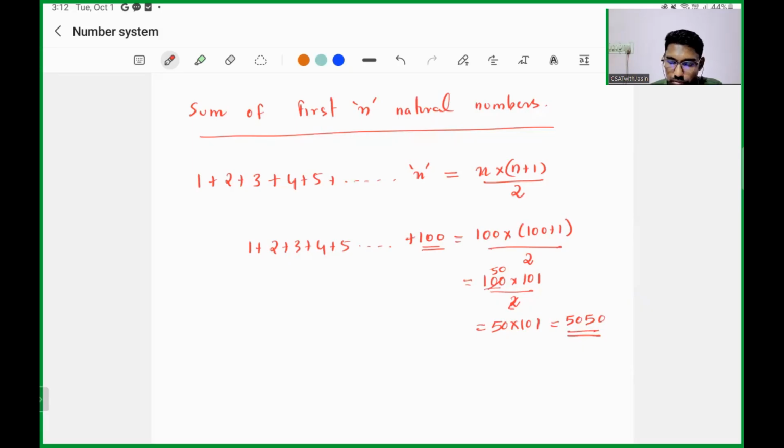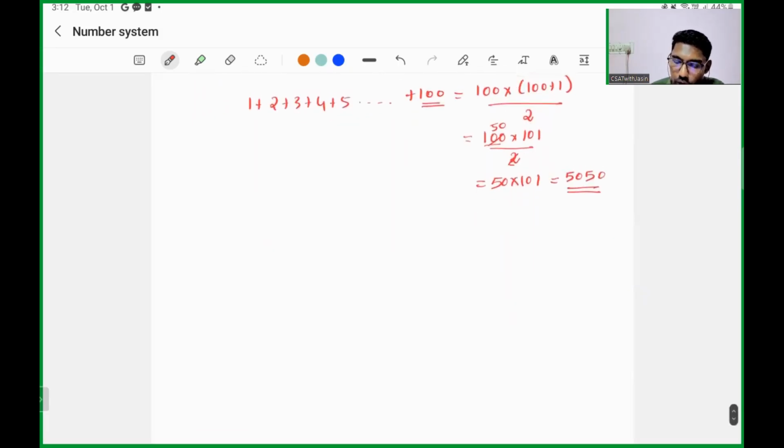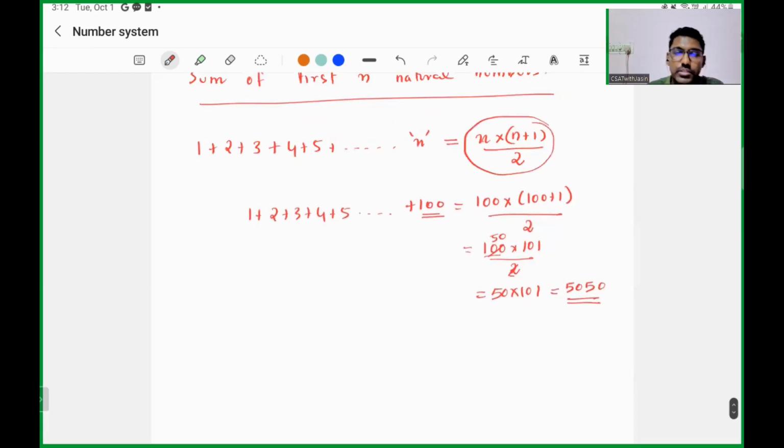So I will just tell you a story of how this formula actually came, because I don't like to by heart formulas. You also don't need to by heart formulas. If you can understand the logic behind how these formulas came, then you don't need to by heart them. You can just do it logically.